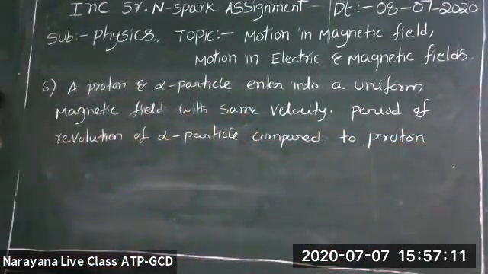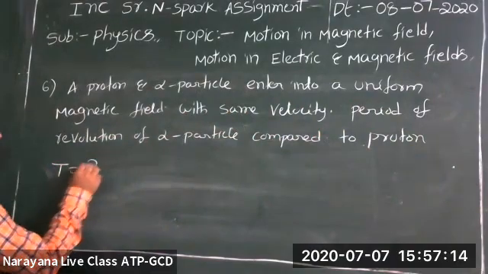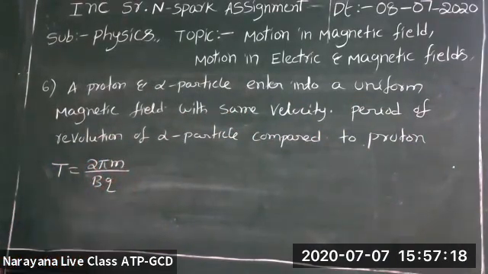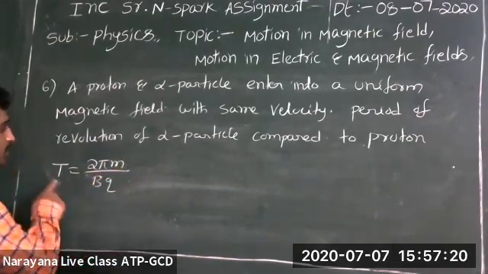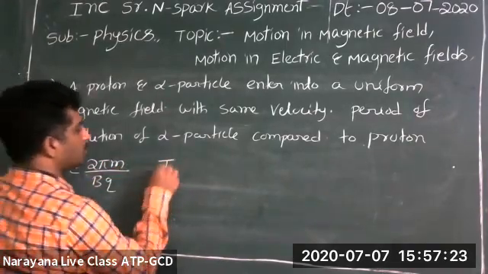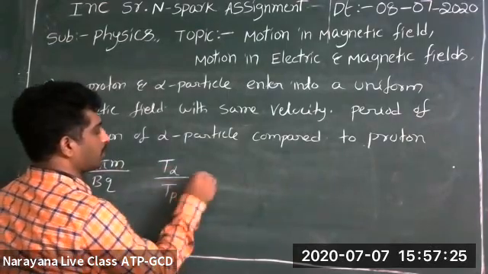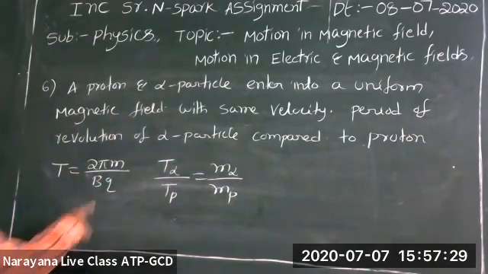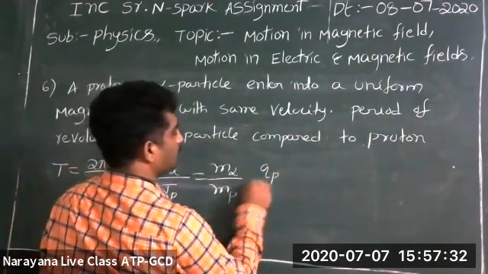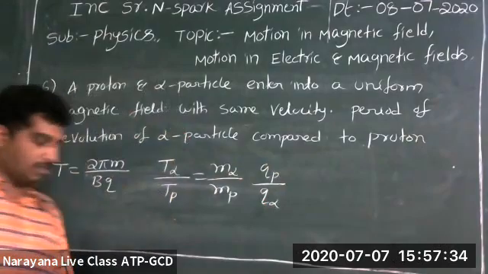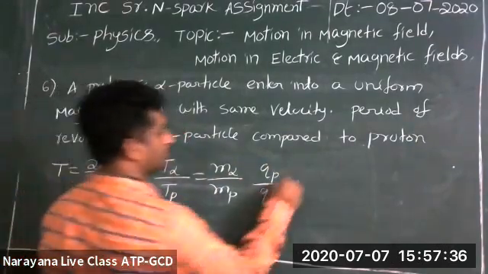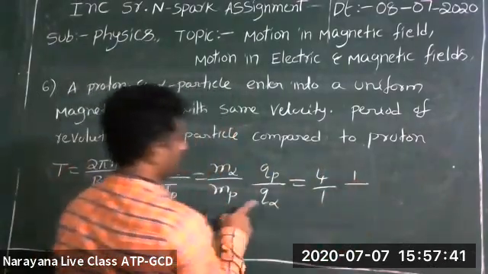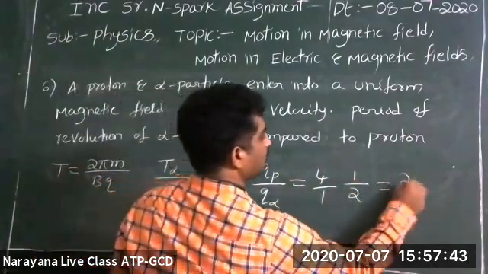So time period equal to 2 pi m by bq. So T is proportional to m, inversely proportional to q. So T alpha particle by proton equals m alpha particle by m proton, and inversely proportional to q proton by q alpha. So m alpha is 4, m proton is 1, q proton is 1, q alpha is 2. So 2 is to 1.